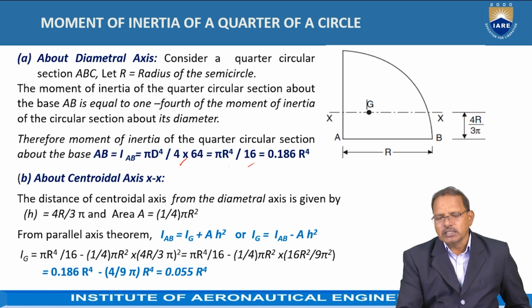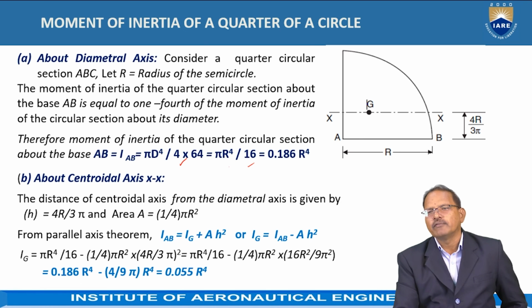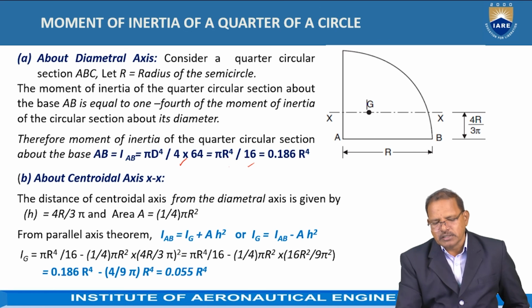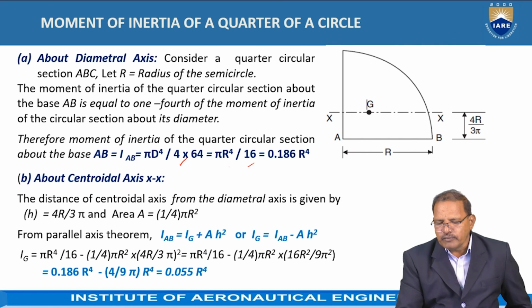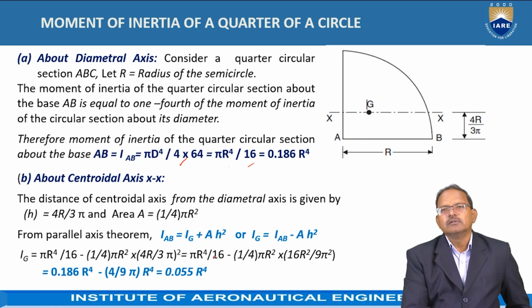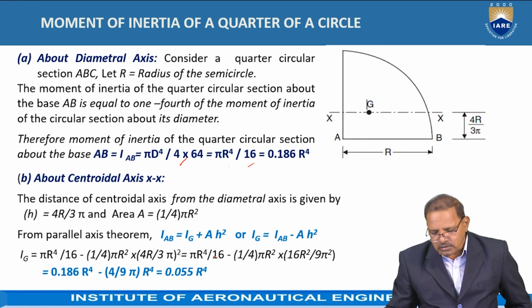Now about the centroidal axis, since the centroid lies at a distance of 4r by 3 pi from its diameters, by using the same relationship we can determine the moment of inertia about the central axis, which is given by 0.055 r to the power of 4.